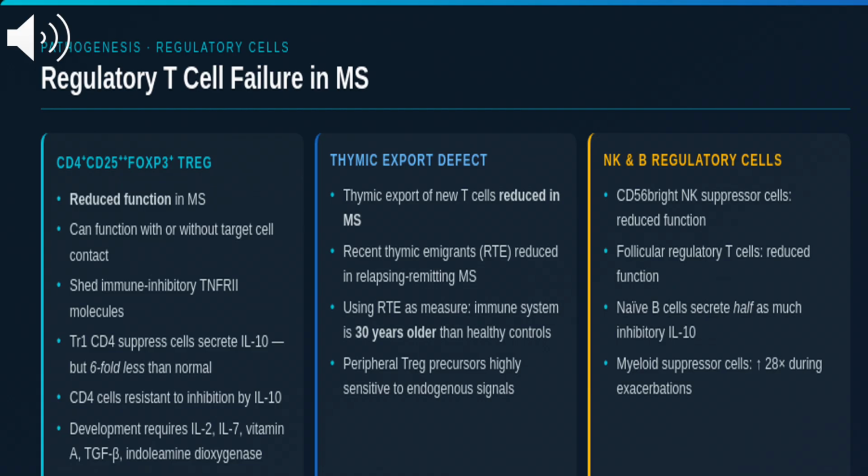CD56 bright NK suppressor cells and follicular regulatory T cells also have reduced function, adding to the cumulative regulatory deficit. Myeloid suppressor cells are the one regulatory population that is actually increased during exacerbations, rising from 5 per million mononuclear cells normally to 140 per million, suggesting a compensatory upregulation of innate regulatory mechanisms when adaptive regulatory cells fail.